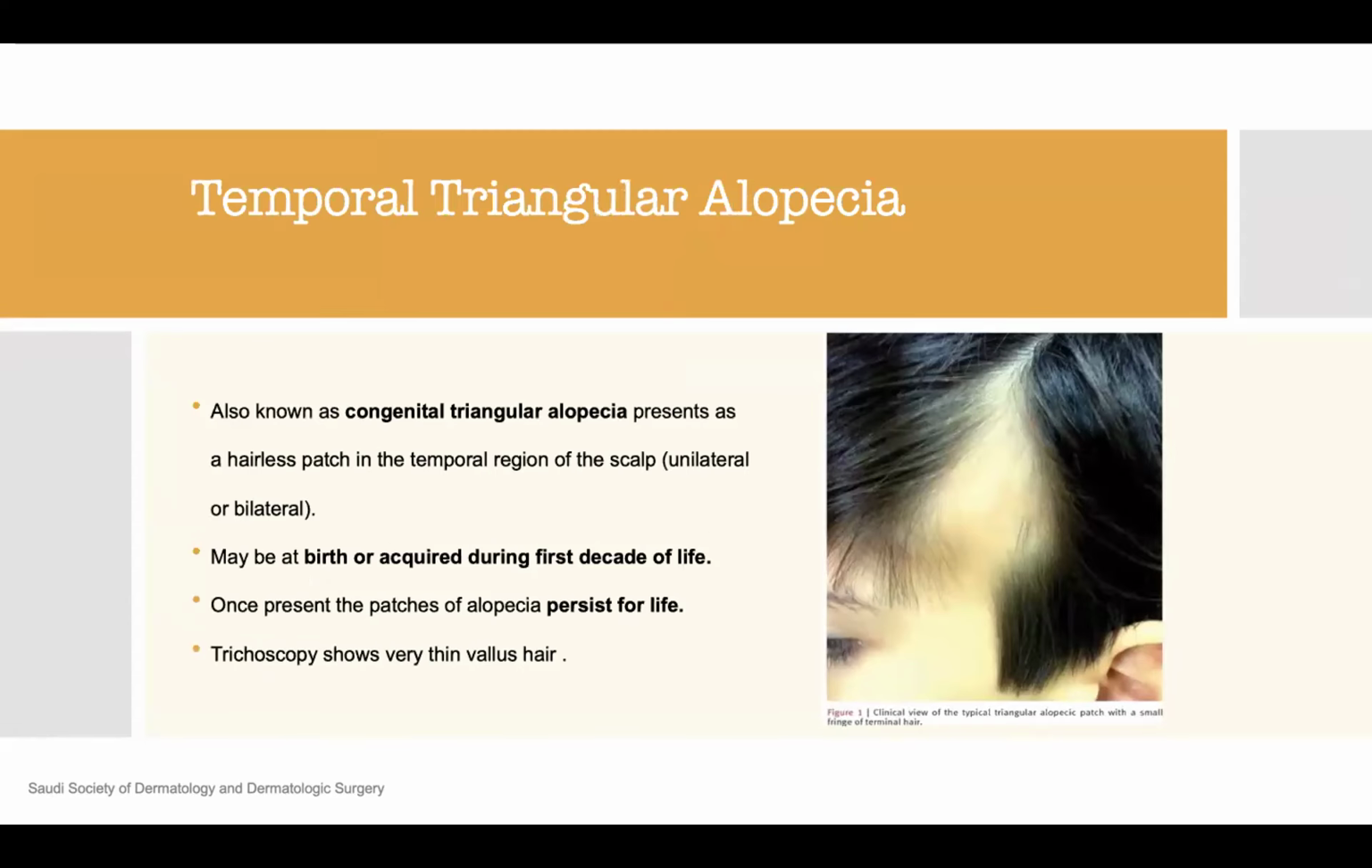Temporal triangular alopecia. It's also known as congenital triangular alopecia. There is a triangular hair-loss patch, usually unilateral or bilateral, which can be found at birth or in the first decade of life. The issue with temporal triangular alopecia is that it's persistent for life.